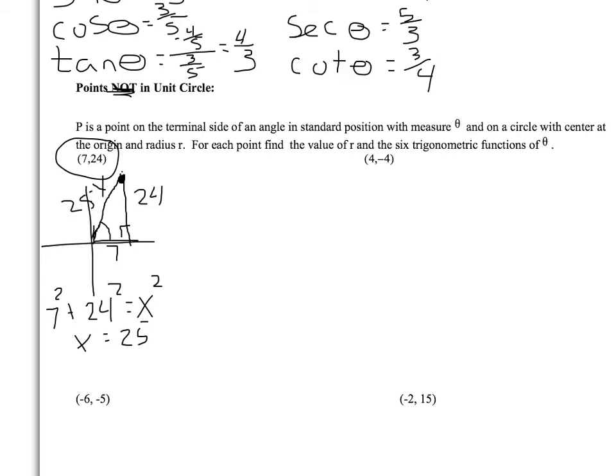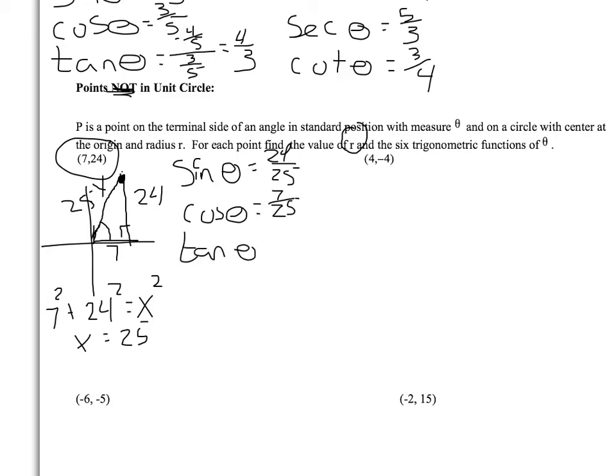All right, now we're going to find the value of all 6 trig functions. It does say find the value of r as well. R was just that third side, realize. So all 6 trig functions, now that I have my triangle. Theta is always the angle with the origin. So sine is opposite over hypotenuse. So it's 24 over 25. Cosine is adjacent over hypotenuse, so 7 over 25. Tangent is opposite over adjacent, so 24 over 7.